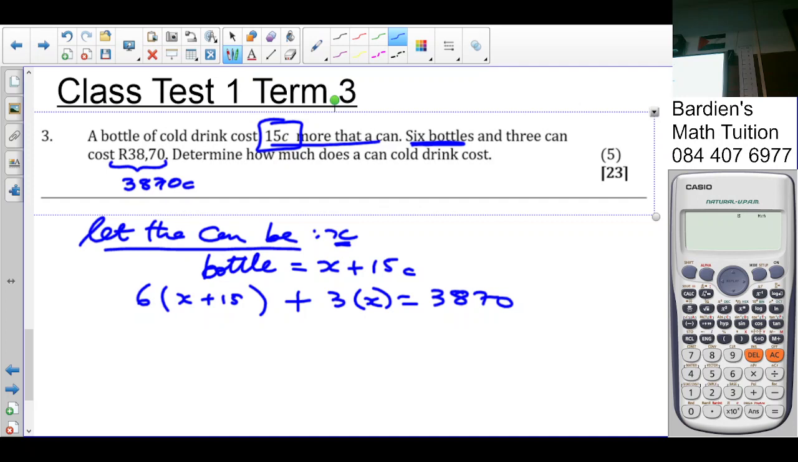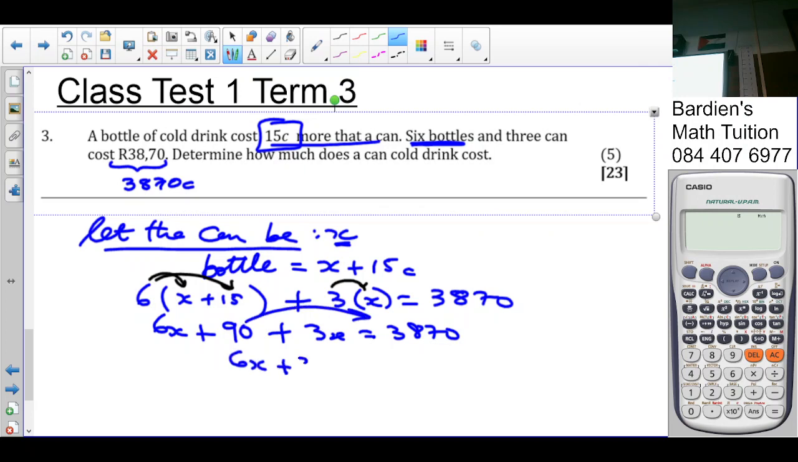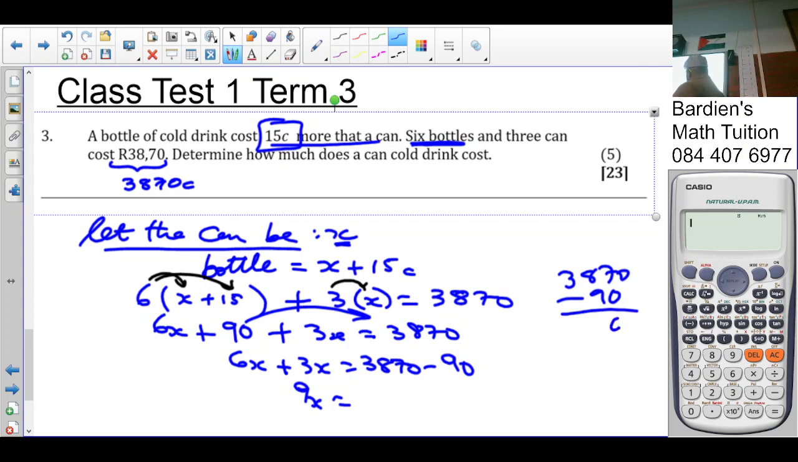Alright, so what do I do now? Now it's a matter of solving for x. 6 times x plus 6 times 15 is 90, plus 3x is equal to 3,870. So what do I do now? X on one side, numbers on the other side. So it's going to be 6x plus 3x equals 3870 minus 90, which is 9x is equal to 3870 minus 90, which gives you 3780. Is that correct?